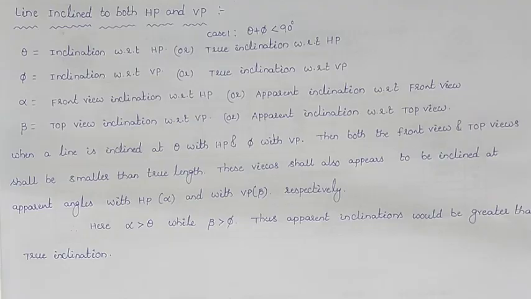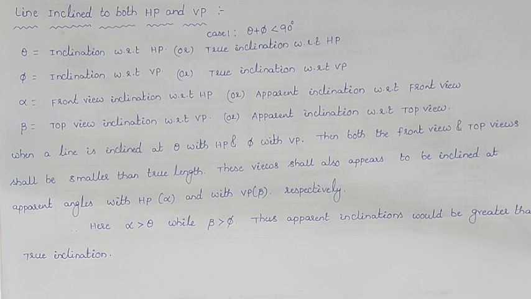Line inclined to both HP and VP, or line inclined to both the planes. Suppose when a line is inclined to HP, we will get the true length of the line in inclined position, and that means the front view is the true length of the line when a line is inclined to HP, and the top view will be shown as a reduced length. Similarly, when a line is inclined to the VP, the true length of the line will be obtained in inclined manner and the reduced length will be obtained as a front view.